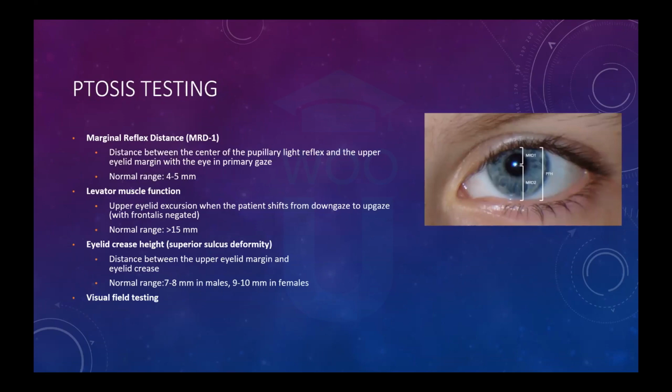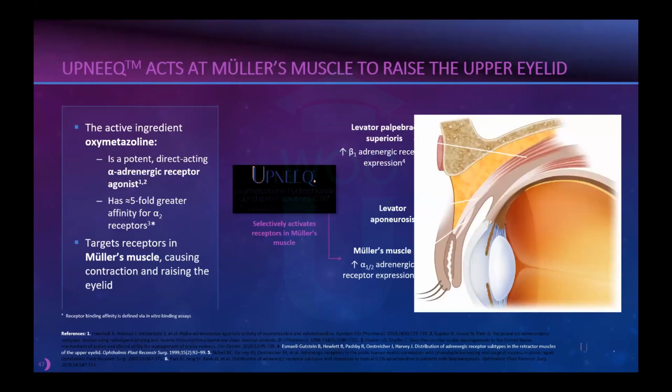There are different methods of checking for eyelid position. We can check the MRD1, we can look at levator function, have the patient look down, we can use visual fields, and we can actually measure the distance of the eyelid crease height for patients.